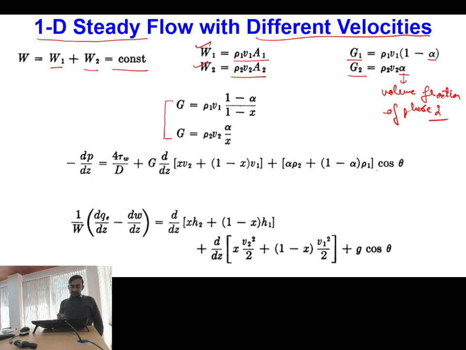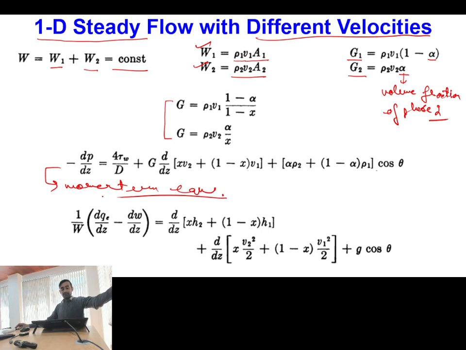Then this, as we have seen, is nothing but our momentum equation. One major difference in this momentum equation from the homogeneous momentum equation is that here the velocity term is written in terms of x times v2 plus (1 minus x) times v1. So this is the only difference. In the homogeneous flow approach, we were considering that the velocities of both phases are the same, so we were simply replacing this term with v.